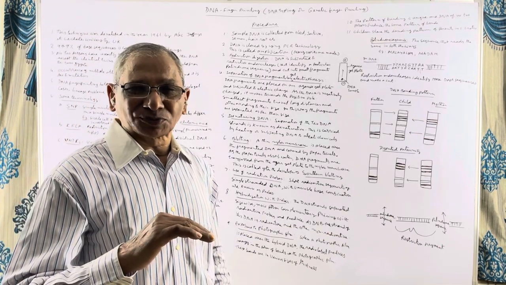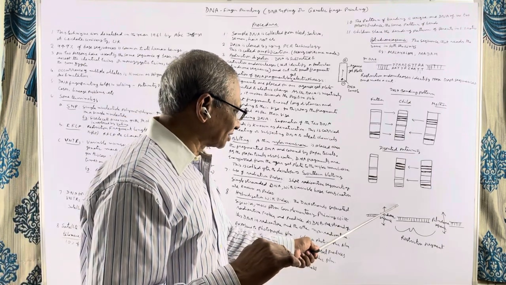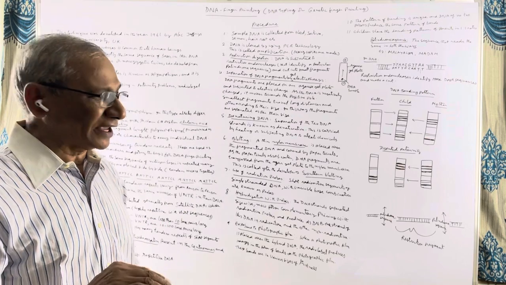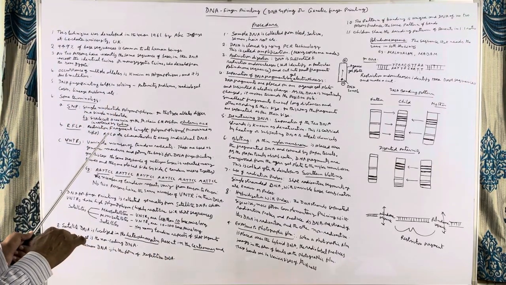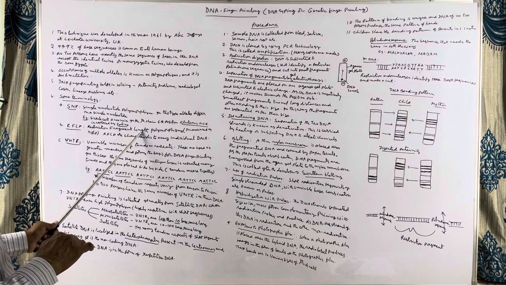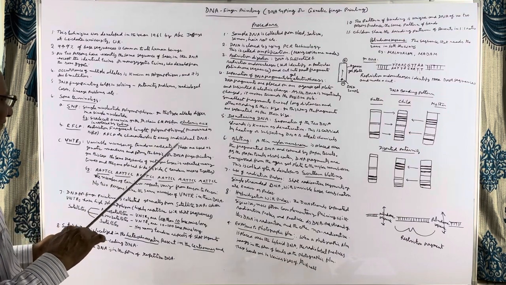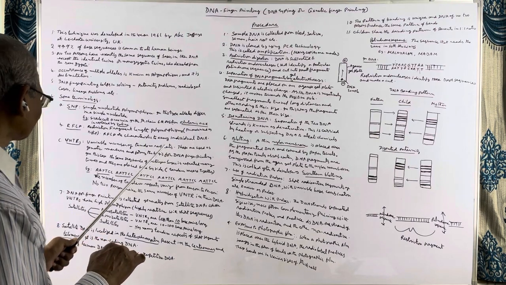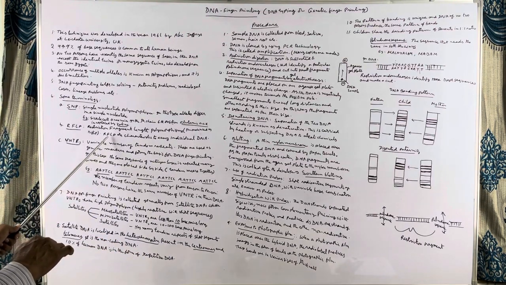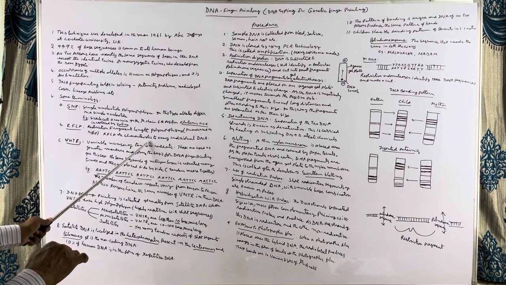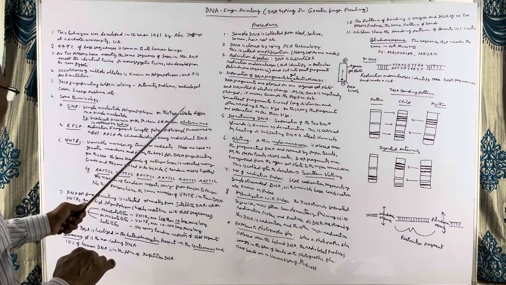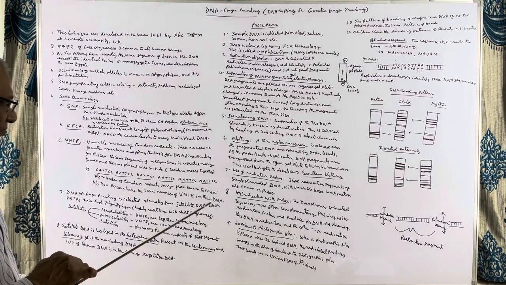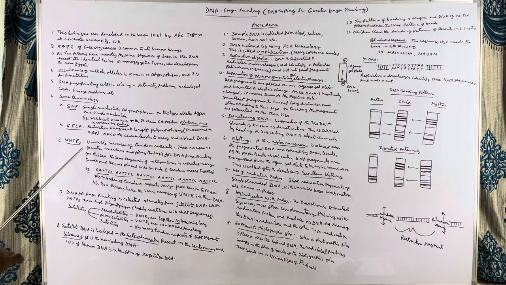So all the fragments produced by using the same restriction endonuclease are not identical, but they are different in their length. That's why they are known as restriction fragment length polymorphisms, because they differ in their length, which is called polymorphism. This is a very important point. So, RFLPs are characteristic to every individual. How? I will tell you here.